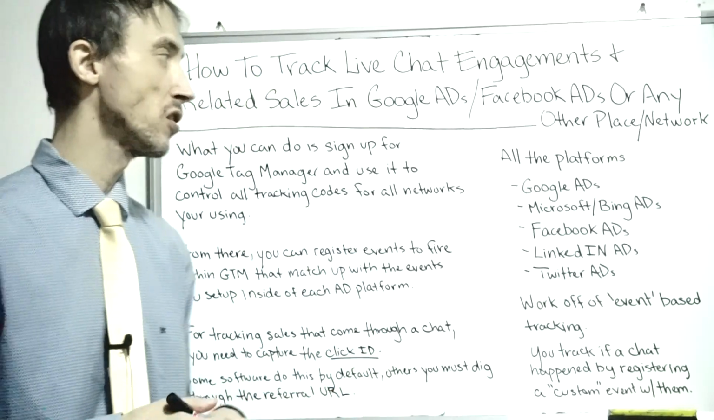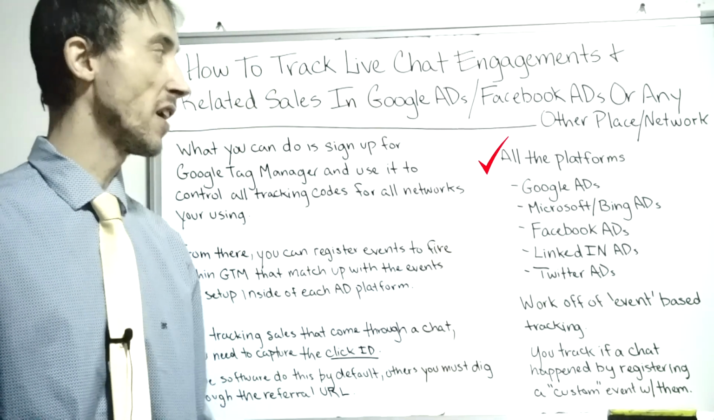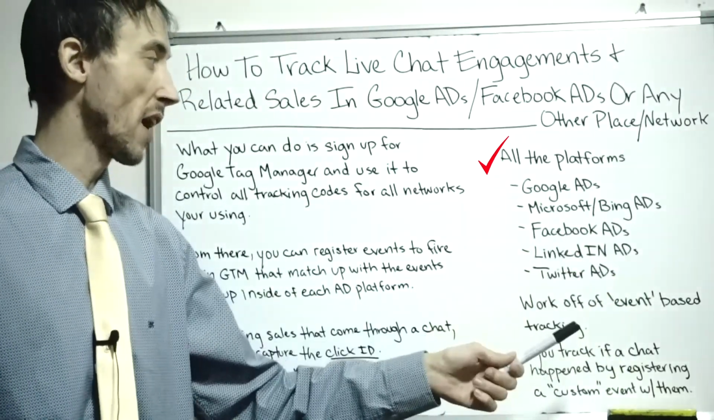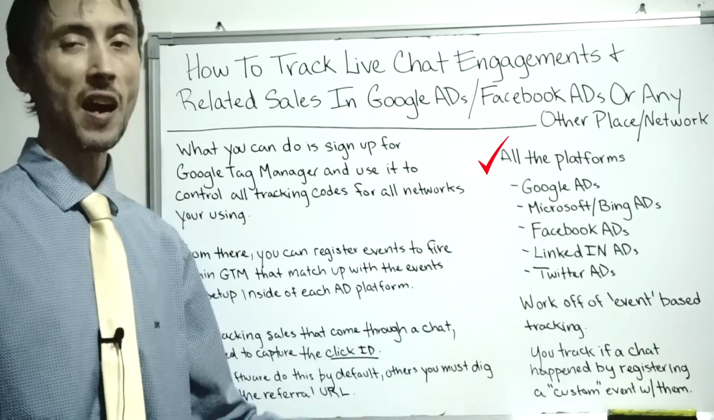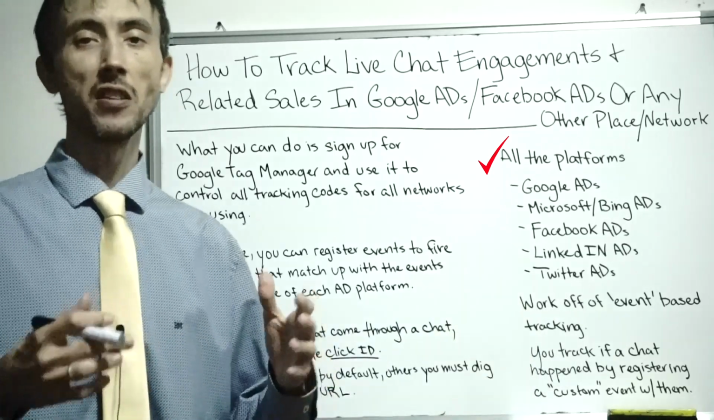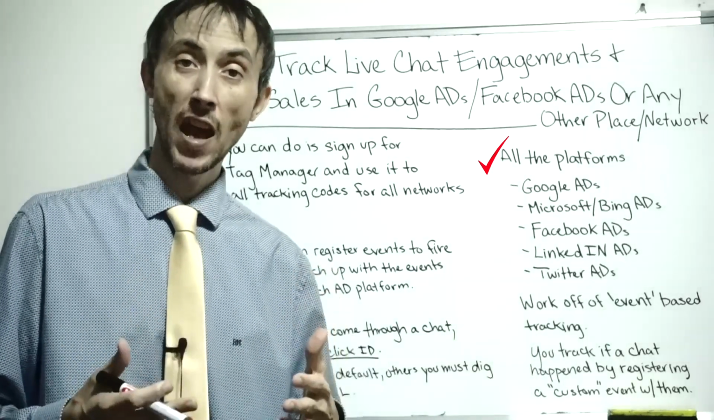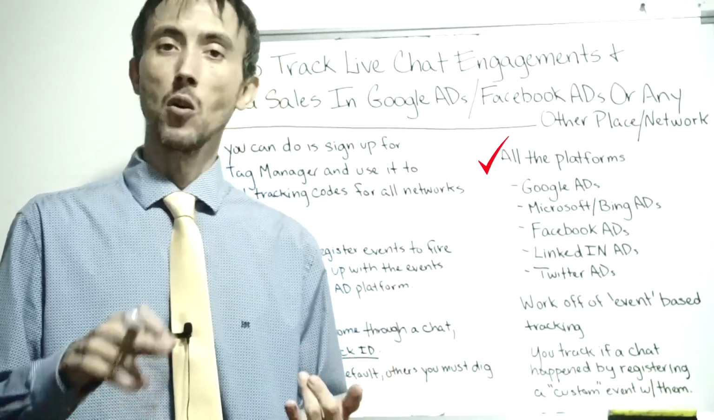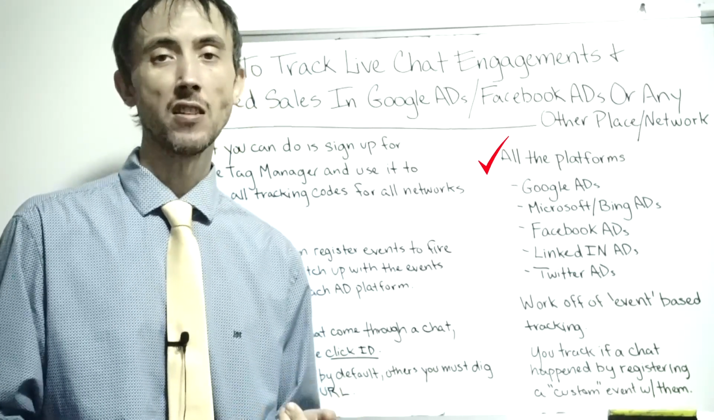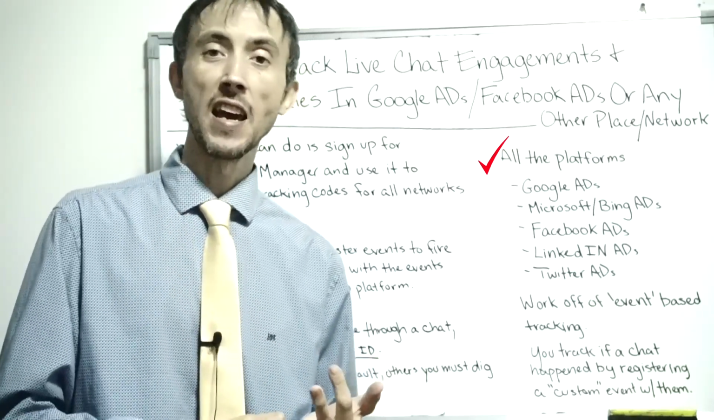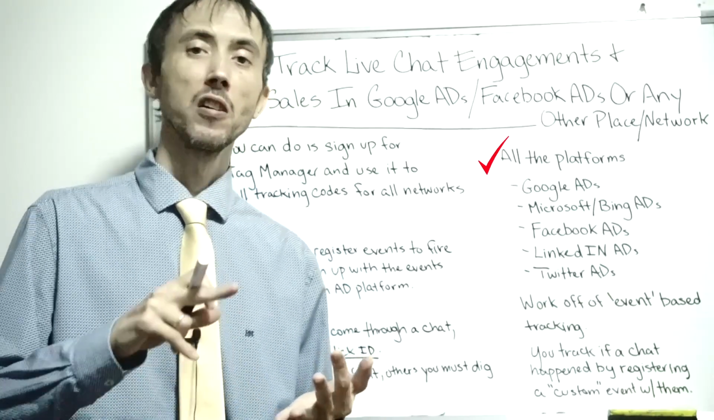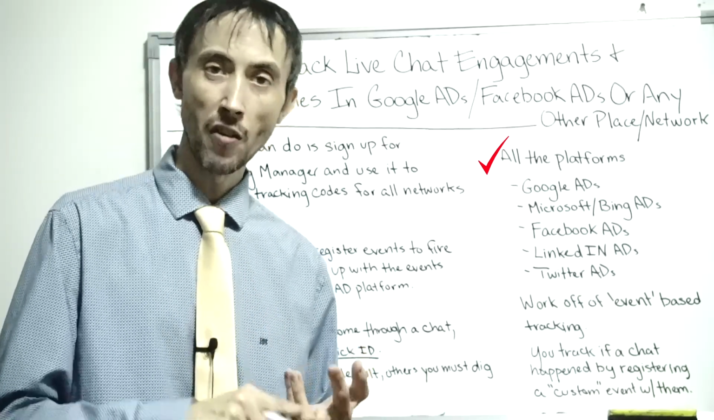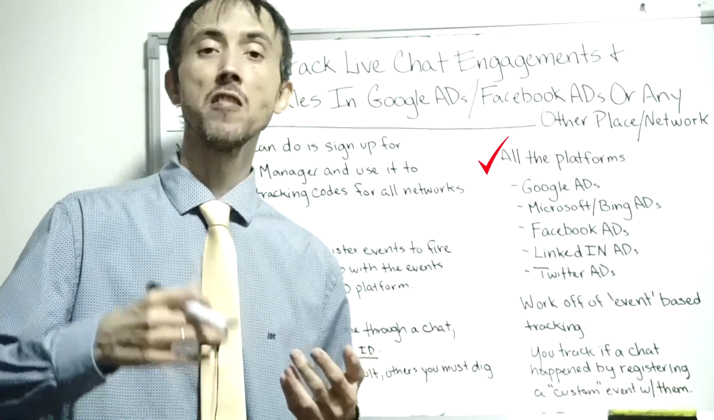So with that all said, if you're running ads on Google Ads, Microsoft/Bing ads, Facebook ads, LinkedIn ads, Twitter ads, it's all going to be done the same way to track whether somebody chatted or not inside these platforms. So you can see which ad drove that chat, which keyword drove that chat if it's search engine ads, what time of the day that chat occurred, day of the week, are they male or female, how old are they, their income level, on and on and on.